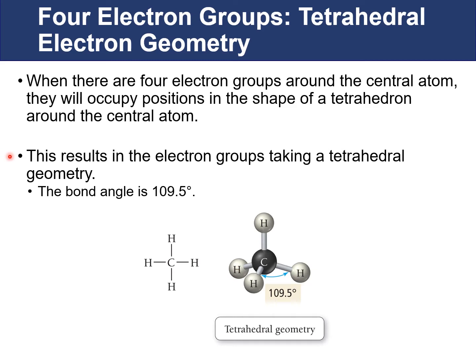This results in an electron group taking on a tetrahedral geometry. So the name of this particular geometry is tetrahedral. The bond angles are 109.5 degrees, and that is between any two hydrogens and having the carbon at the vertex of the angle.